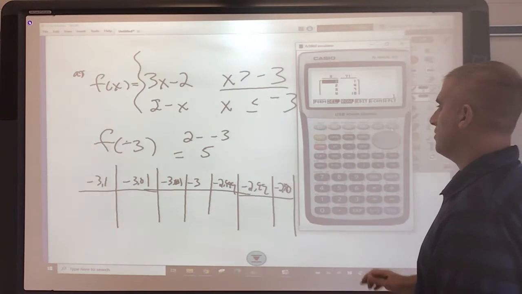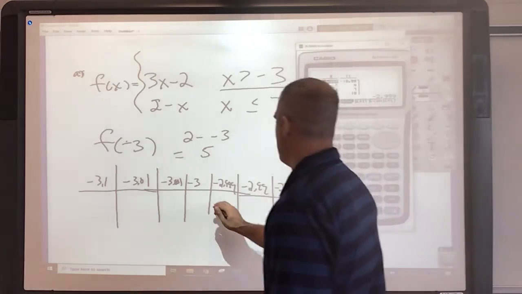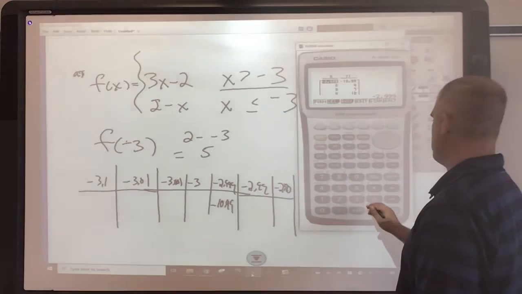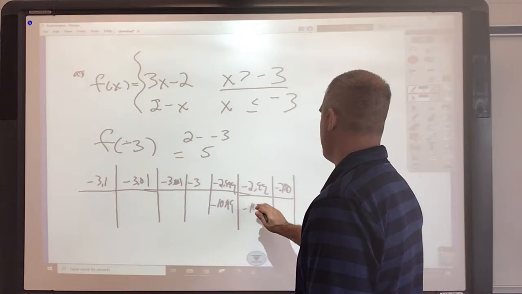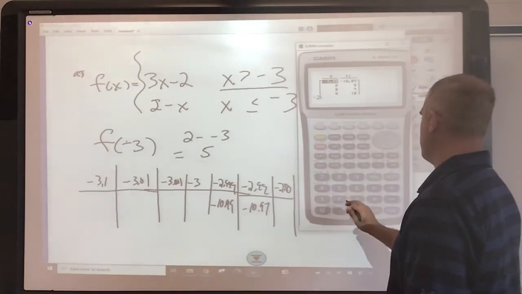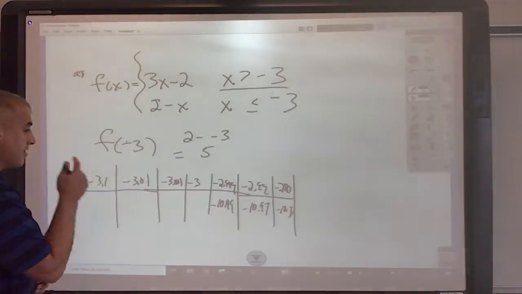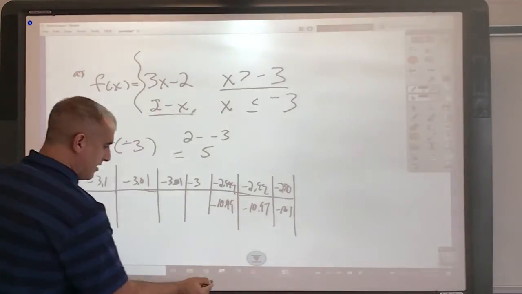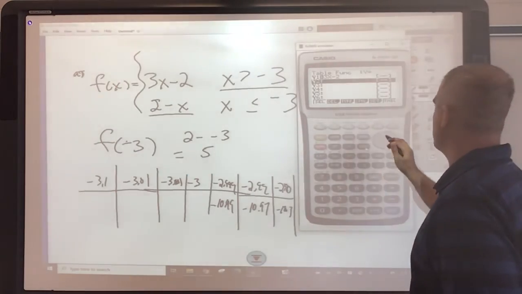All right, table, so I would do negative 2.999. That's negative 10.99. Then I would do negative 2.99. That's negative 10.97. And then I would do negative 2.9, and I get negative. So that's that one. That looks good. Okay, now here's the problem. This is for the less than values, so now I got to use this function. Okay, all right, and watch the difference.